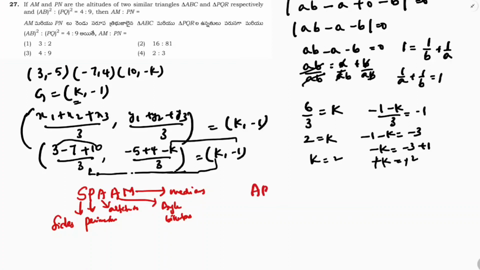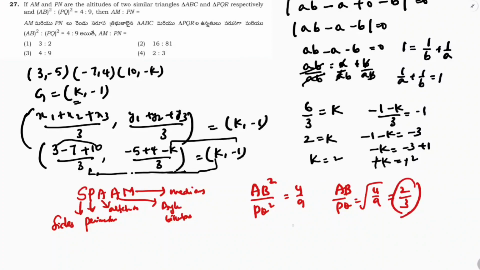So here sides AB square by PQ square are given. So squares if I send to the other side, AB by PQ is root 4 by 9, which is 2 by 3. So sides ratio is 2 by 3. So altitude AM is to PN will also be in the ratio 2:3. So the correct option is 4.